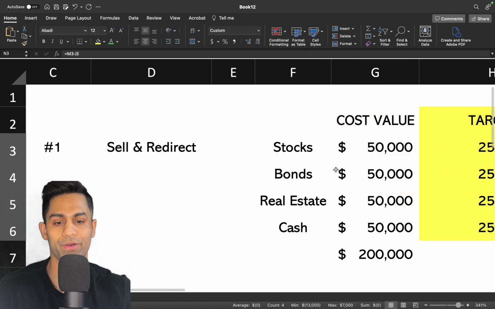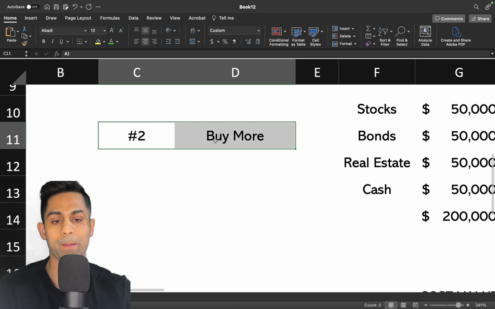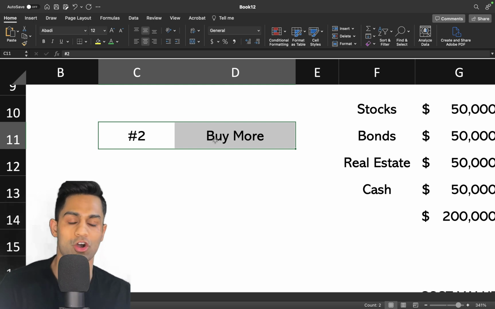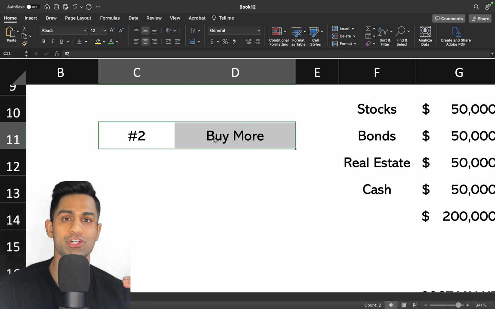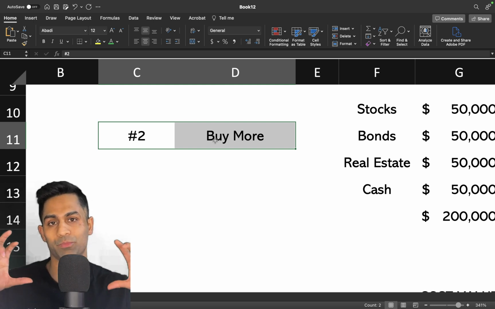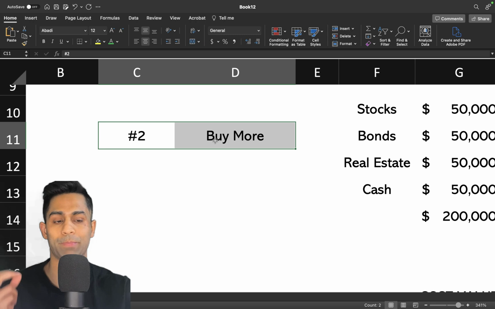And that is going to be method number two, which is going to be simply buy more, right? Instead of selling the one that's actually overweight, you can simply allocate more funds. If you have cash on the sidelines, if you have more funds on the sidelines, you can buy more of the underweight assets or stocks in order to bump up their percentages so that the portfolio is once again rebalanced back to its target.